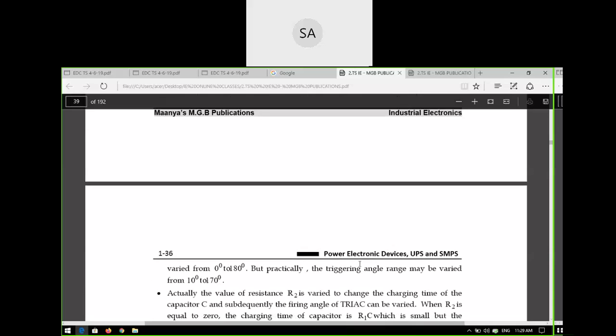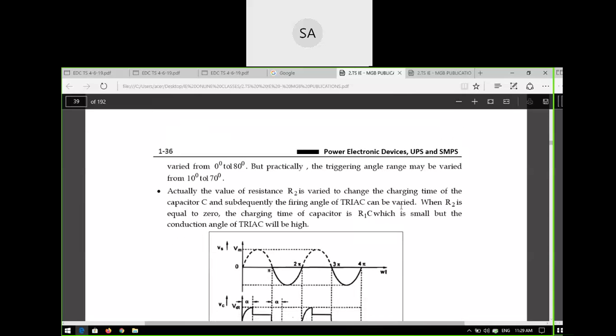So you can vary it by using the time constant. What is the time constant? R into C; you can call R into C the time constant. So you can change the R2 value, so the R and C value changes, that is, the time constant changes. The time constant changing means subsequently the firing angle of the TRIAC can also be varied.